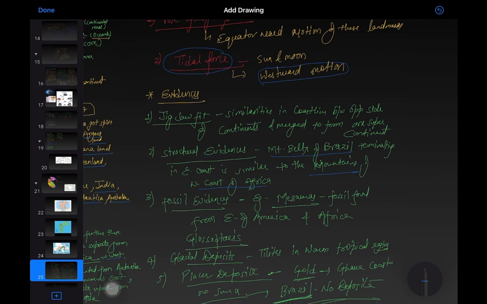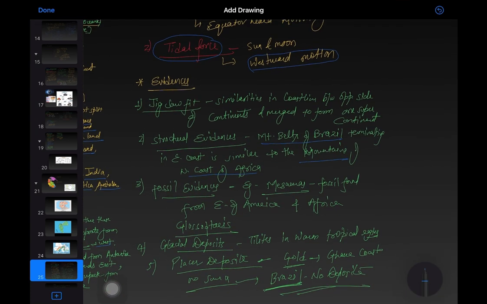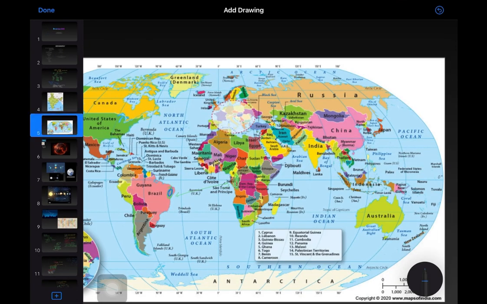The third evidence we got is the fossil evidence. Fossil evidence of a Mesosaurus. This Mesosaurus is basically an aquatic reptile whose fossil remnants are found on the eastern coast of South America, and this fossil is also found in Africa. So how could this small reptile, whose fossils are found in Africa as well as in America, swim this vast Atlantic Ocean? This Mesosaurus is not capable of swimming the vast Atlantic Ocean. So it also proved that once these continents were merged together.